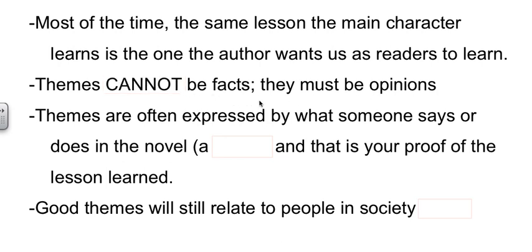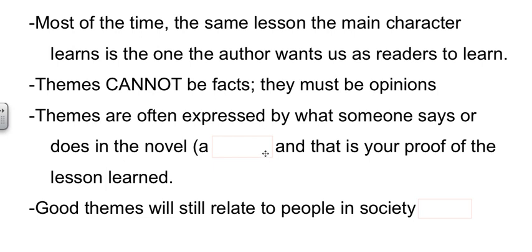Themes cannot be facts. They must be opinions. If they're facts, they're not themes. They're just facts. So you can't say that 2 plus 2 equals 4 is the theme, or something that happens in the story is the theme. That's not the theme. That might be plot, but it's not the theme.